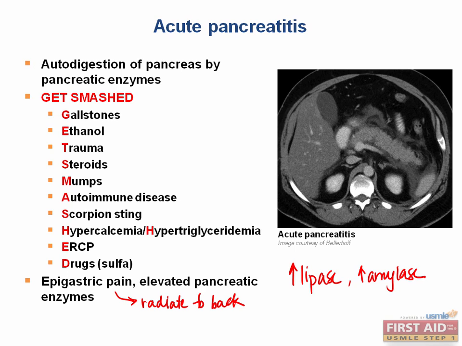Here's a boards-relevant question. Which enzyme is mainly responsible for acute necrotizing pancreatitis? The answer is trypsin, since trypsin and trypsinogen act in a positive feedback loop, which we discussed in physiology.